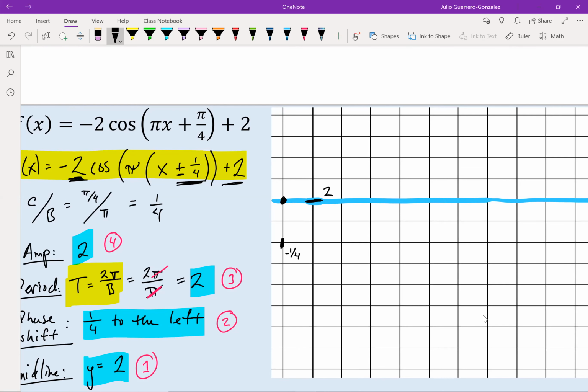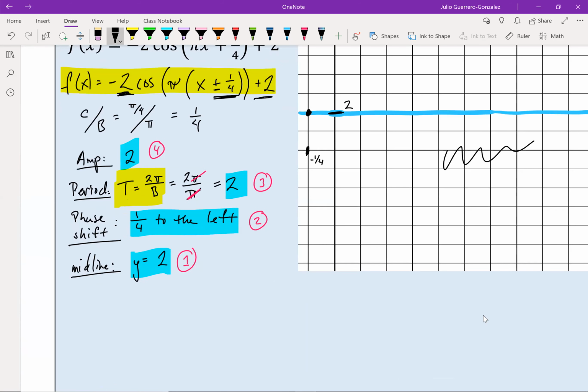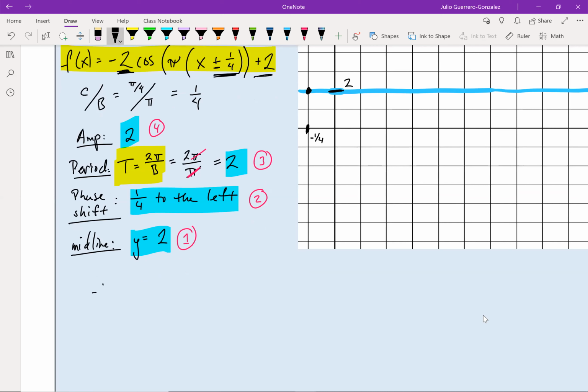Okay. My period is 2. So from negative 1/4, I need to go 2 over, and that's supposed to be 1 squiggle. Right? So where is that? Where do I stop to make my 1 squiggle? Actually, let me do the math for it. Negative 1/4 plus 8/4. Correct? So this goes over to 7/4. So it goes to 1 3/4.